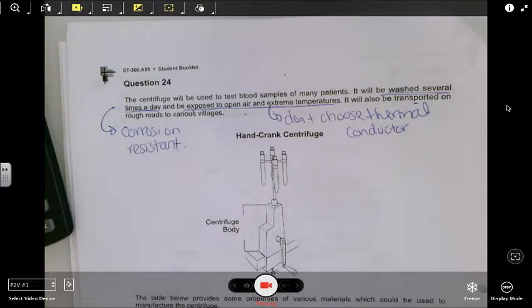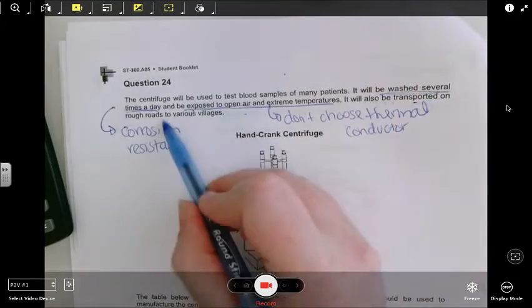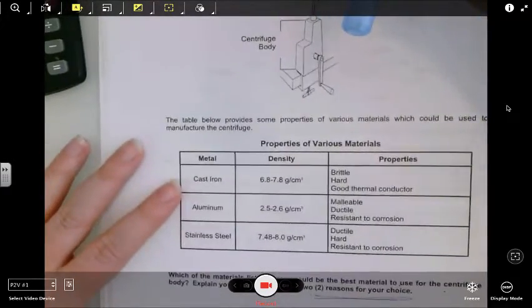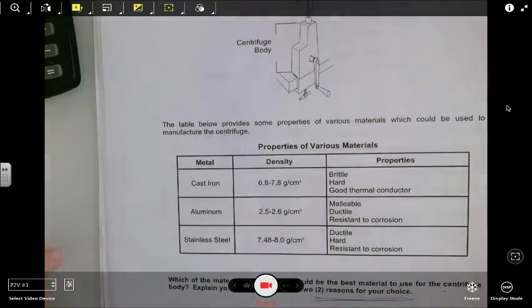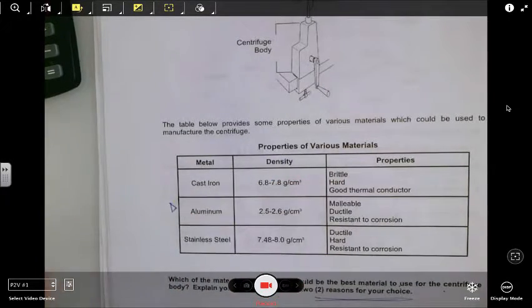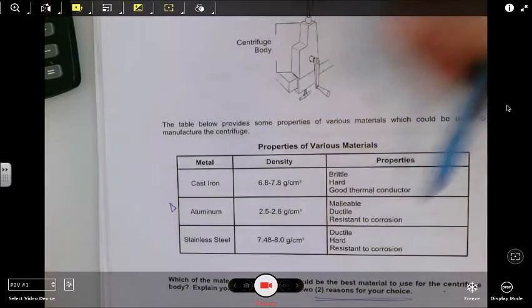All right, so back to this really quickly. It also says it will also be transported on rough roads to various villages. So what I would choose here, I would go down here and I think I would probably choose aluminum. Okay, but what I'm trying to tell you is there's not necessarily a wrong answer here. You have to explain why using these things. And it says to give 2 reasons.